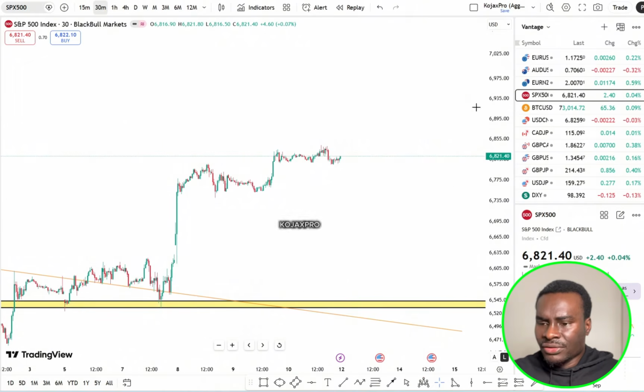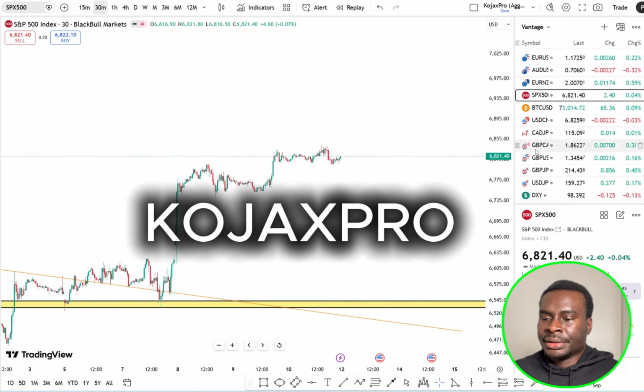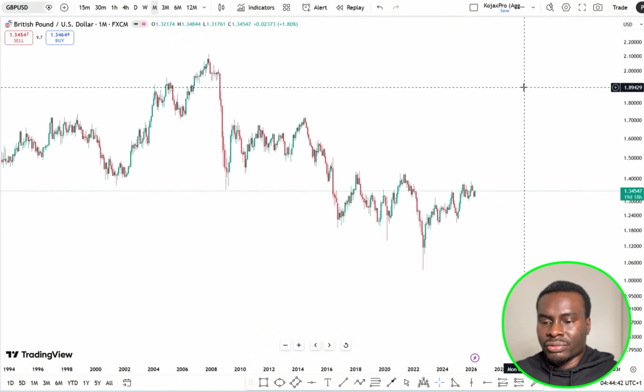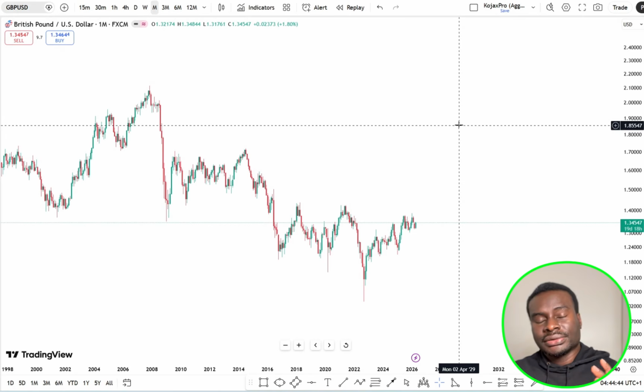So without wasting so much time, let's get into the chart. The first one we'll be looking at is GBP/USD. So GBP/USD, what do we do first of all as traders when we come over to a blank chart like this? We try to see what the market is doing from a bigger time frame perspective.